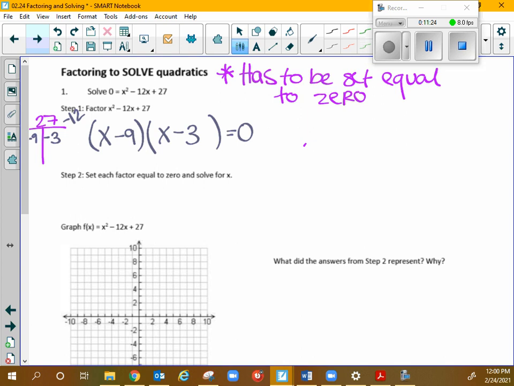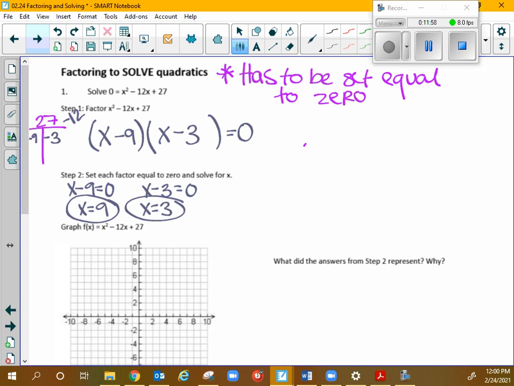Once you have it factored, you're going to take each one of those factors, so x minus 9, and you're going to set it individually equal to 0. So x minus 9 equals 0, and x minus 3 equals 0. And you're going to solve. So add 9, what's my first x? 9. What's my second x? 3. So those are my answers. So we're just adding a step at the end of factoring.